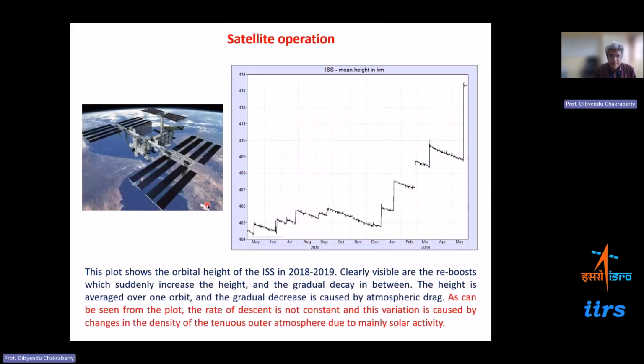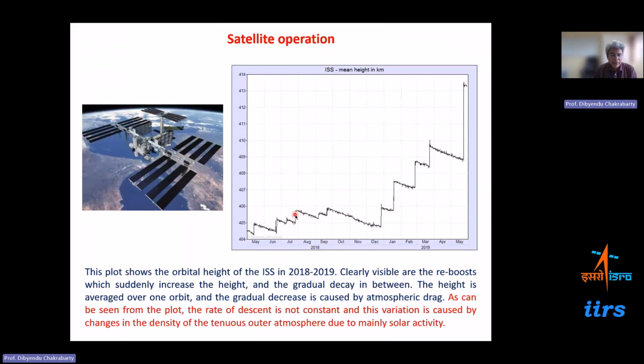As I was telling, this is a picture of the International Space Station. You can see on the right side of the diagram, the y-axis is the height, and the x-axis is the month in the years 2018 and 2019. You can see that if you leave the space station at a particular orbit, it actually decays down with time. Then you require a boost to take it up, a thrust to take it up to a higher height. And then again, if you leave it there, it will decay, it will lose the orbit, it will come down, and again you have to take it up.